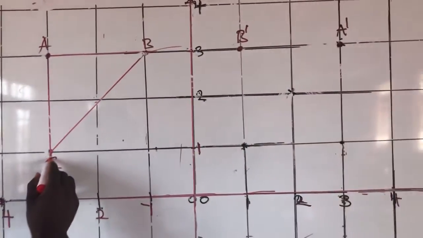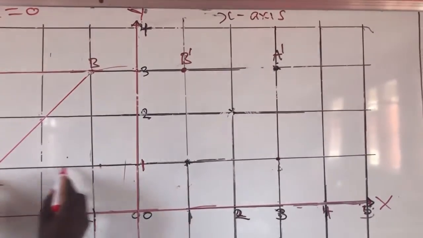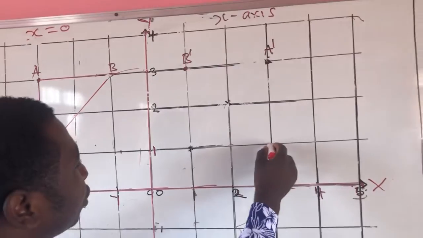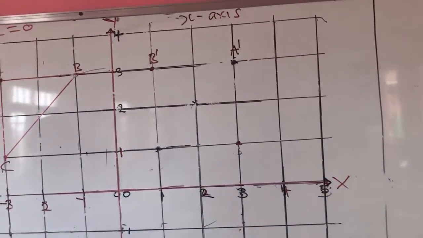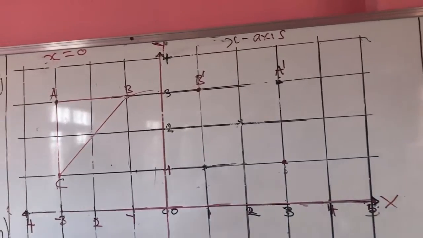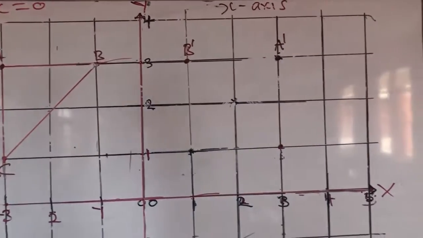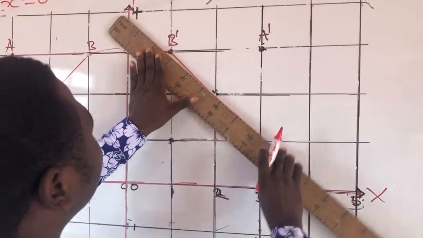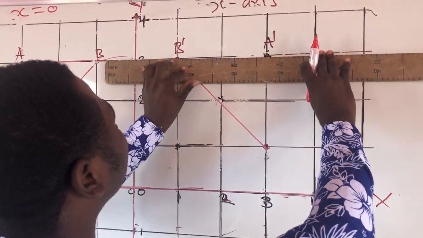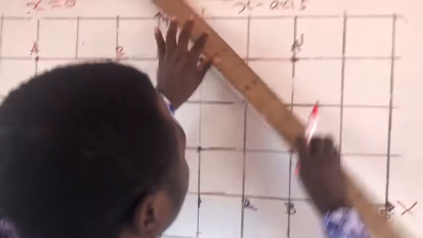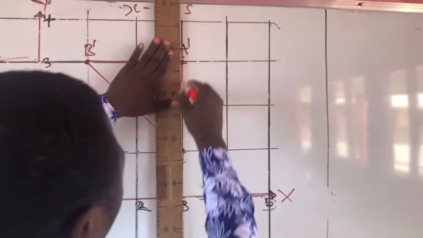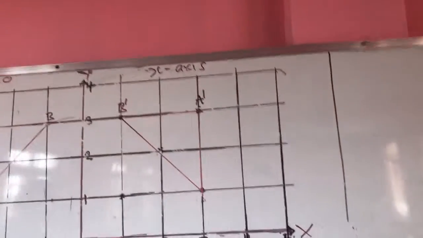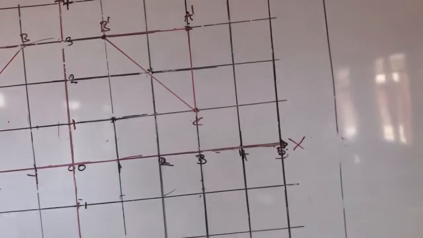Now C, let's look at C. From the mirror line, count 1, 2, 3. So we can leave it here. We can make our points here. Good. Now can we join our points? We can join them, right? To form our triangle. So let's now join the points. You have joined the points. Now let us write the coordinates of A1, B1, and C1. Let's now write them down.